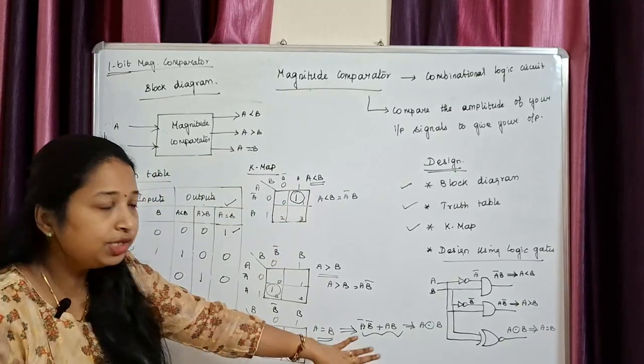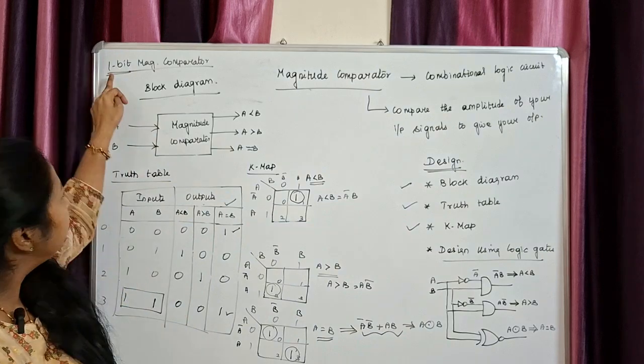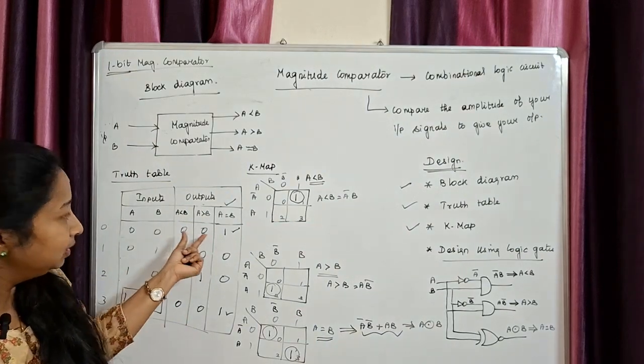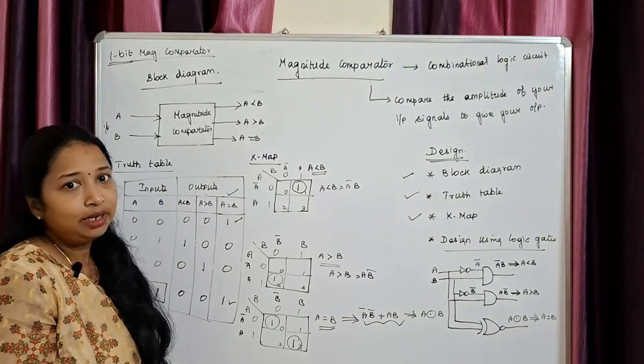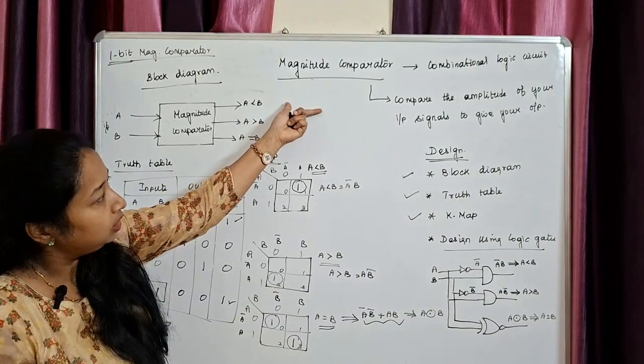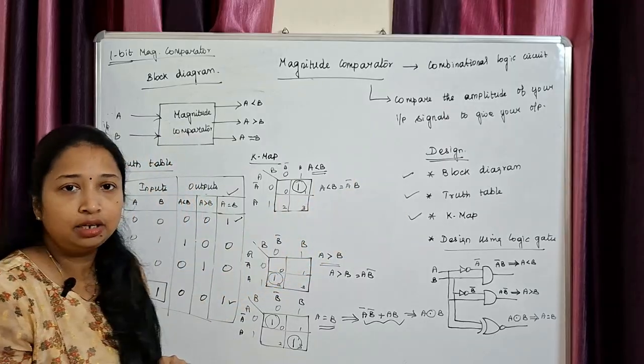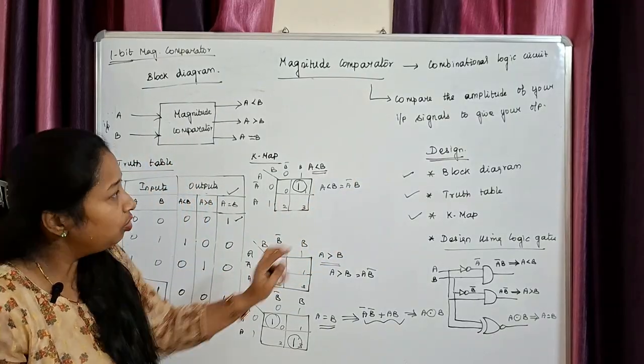Understood? This is your 1-bit magnitude comparator. What do you mean by 1 bit? Because you're doing comparison of only 1 bit here. Clear? Let's sum it up. In today's lecture, we saw what a magnitude comparator is and how to design your magnitude comparator using combinational logic circuit. How do you design?